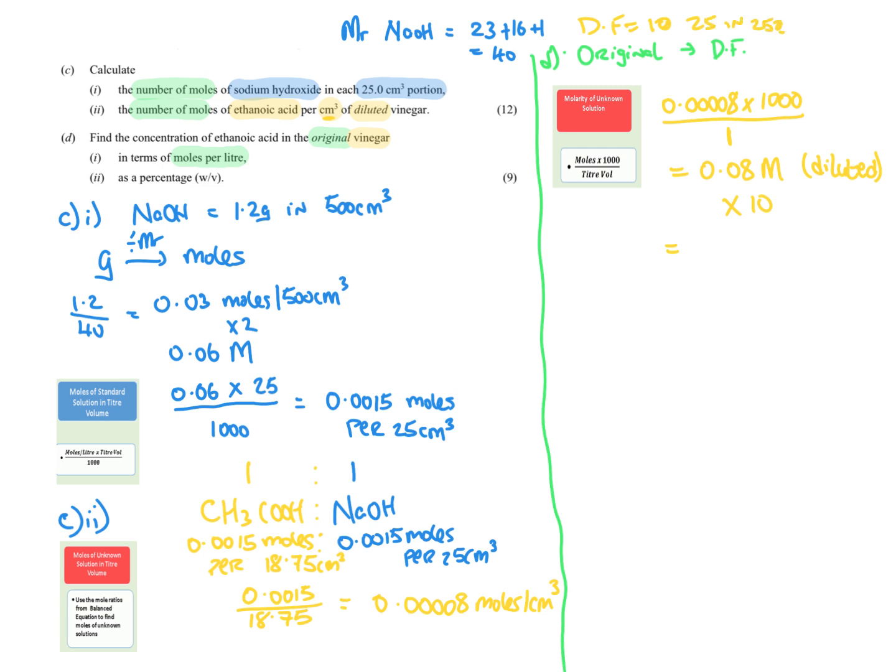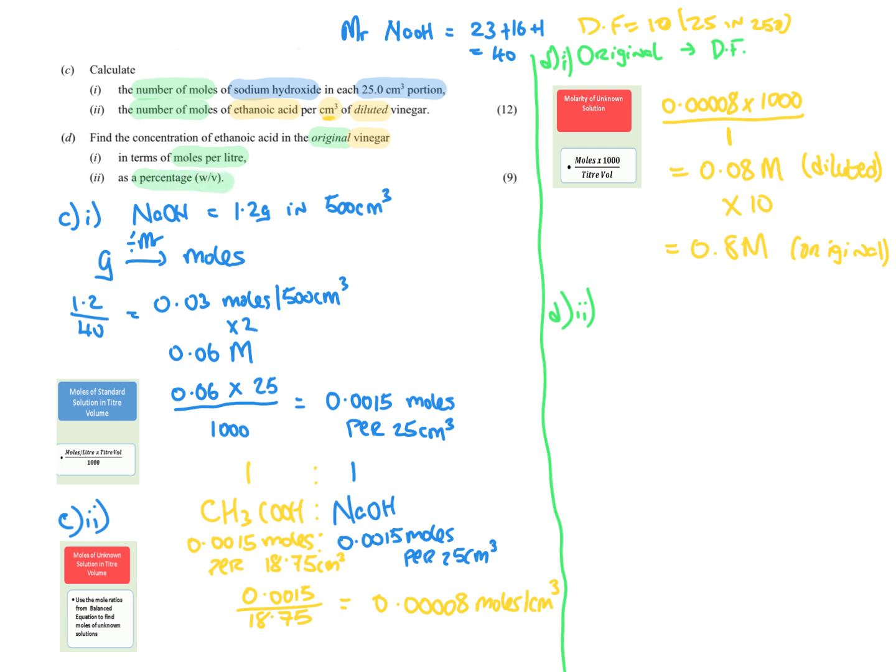So we know that is a dilution factor of 10. So that will give me 0.8 moles per litre in my original sample. So that is D part 1 done. So now we can look at D part 2. And for D part 2, they are asking you for it in percentage weight per volume.